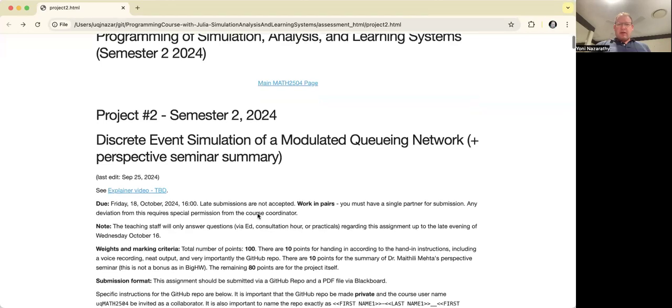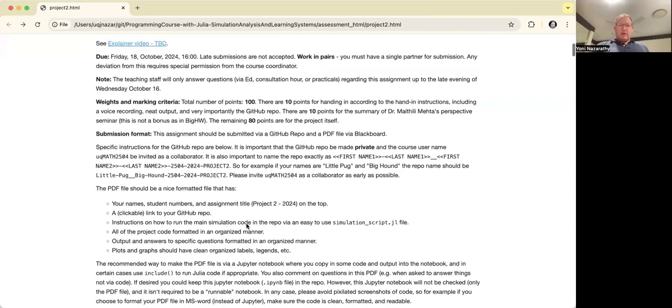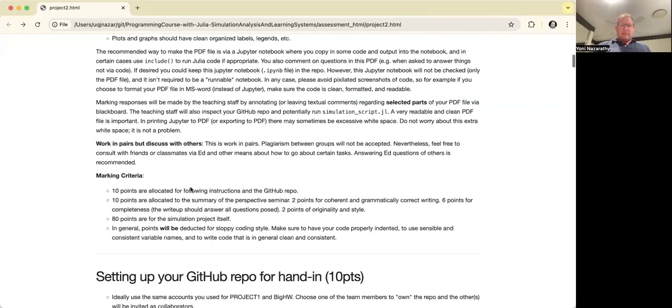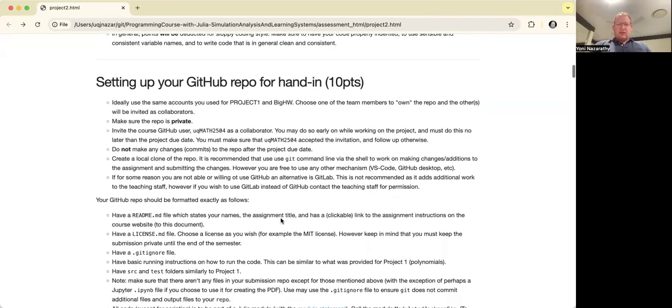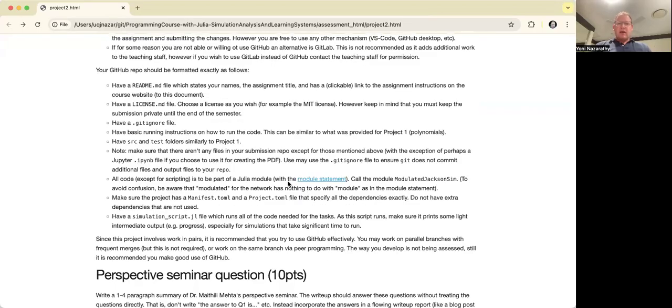First of all, this is work in pairs. That's obvious. The submission is similar to the project one style. Just please make sure that you get the full 10 points for the GitHub repo hand in: name things exactly as we ask to make things easy for us, and then follow instructions exactly. Have a git ignore. In this project, please put your code, except for the scripts, in a module statement. That's not difficult. Claire can help you with that. And have a simulation script that actually runs and creates the output. So you're creating a discrete event simulation engine.